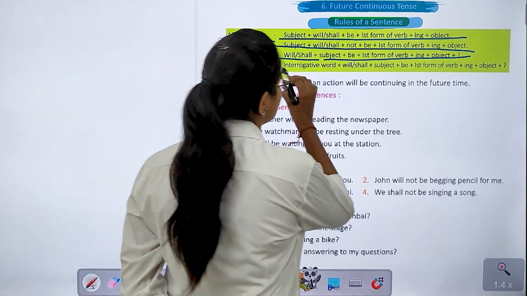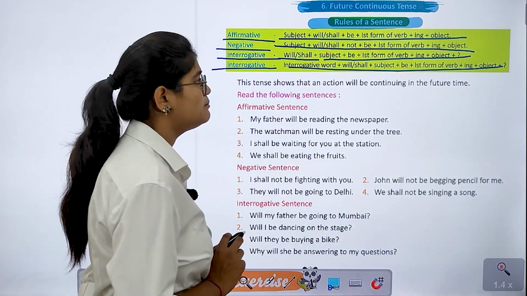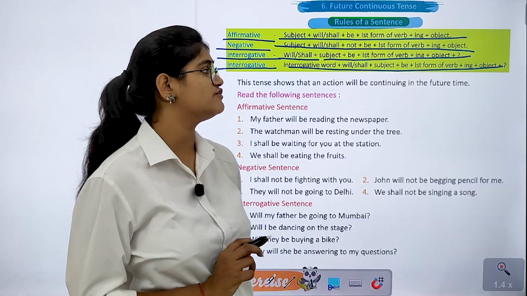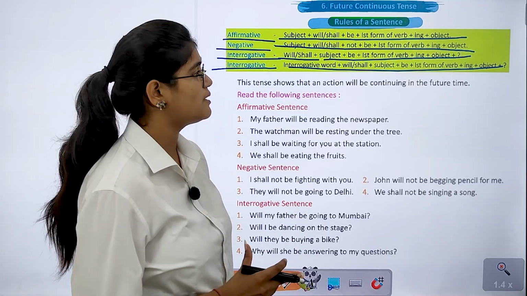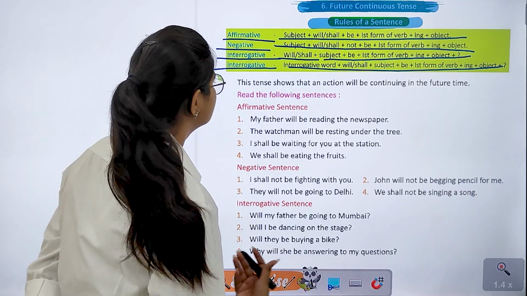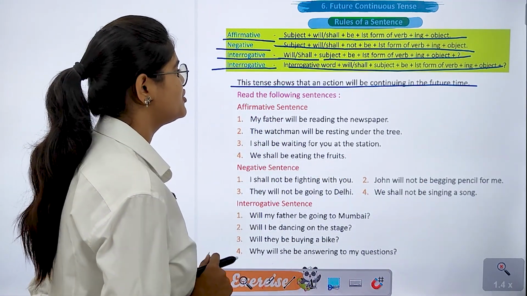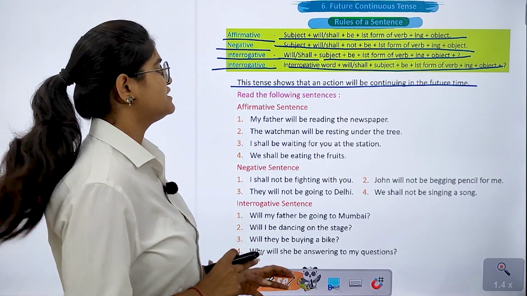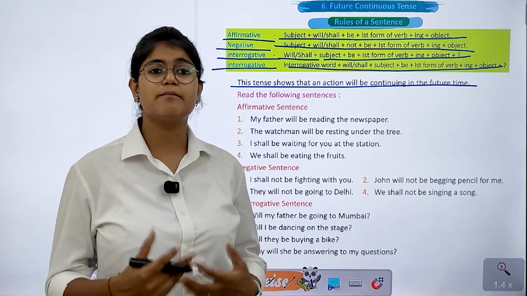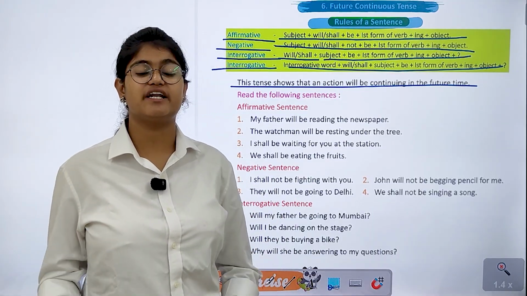After that, interrogative word plus will shall plus subject plus be plus first form of the verb plus ing plus object. Right? After that, this tense shows an action will be continuing in the future time. तो ये tense हमें दिखाता है कि कोई काम हम continue करेंगे आगे आने वाले future time.